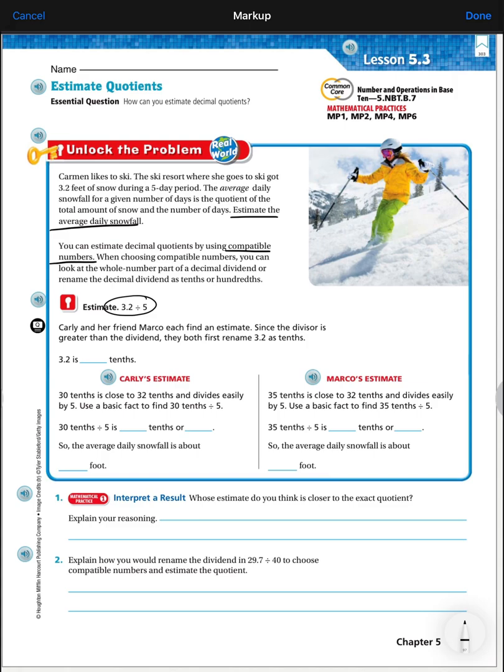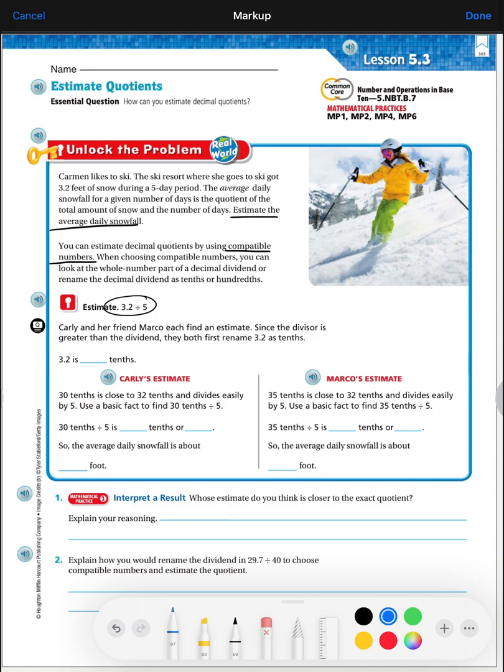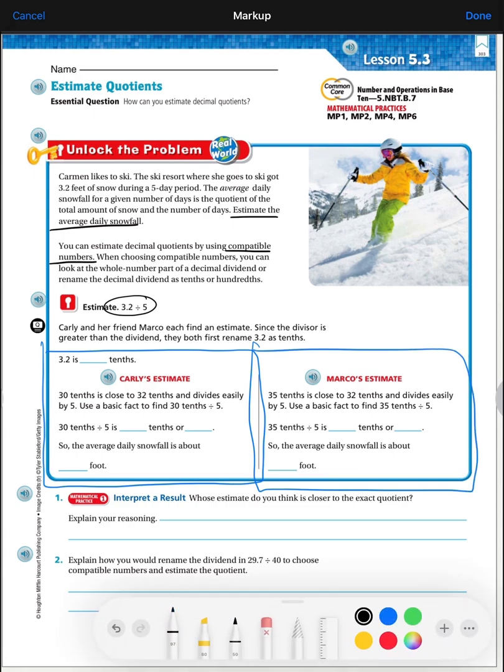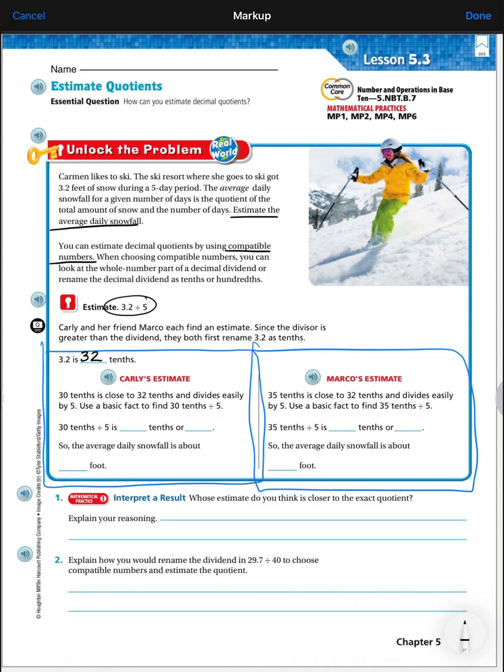So it says here, Carly and her friend Marco each find an estimate. Since the divisor is greater than the dividend, they both first rename 3.2 as tenths. So Carly's work is right here, and we're going to look at that. And then we also have Marco's, which is right here, okay? So let's look at this together. Carly and Marco both took 3.2 and renamed it as 32 tenths. 32 tenths, okay?